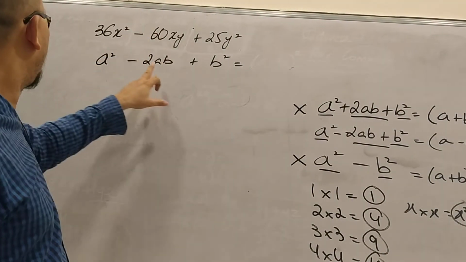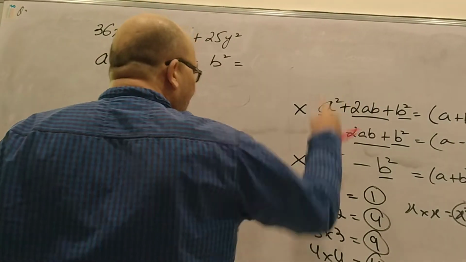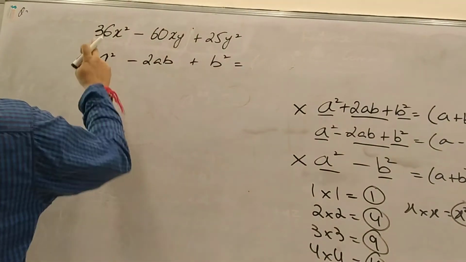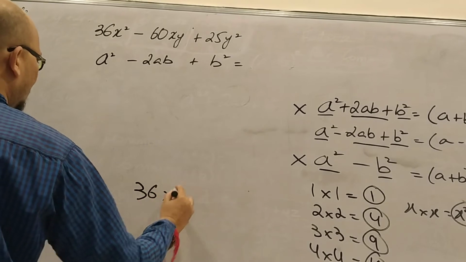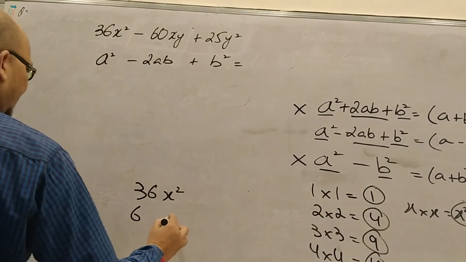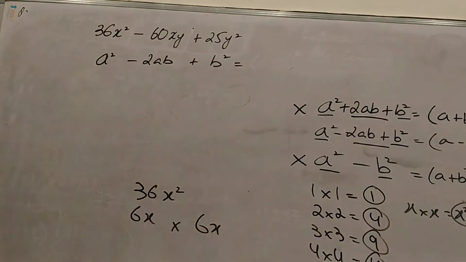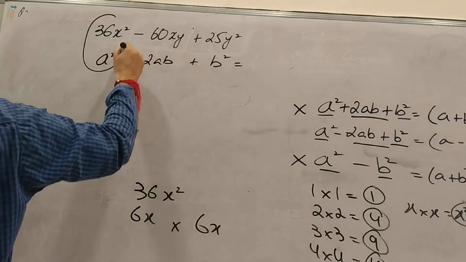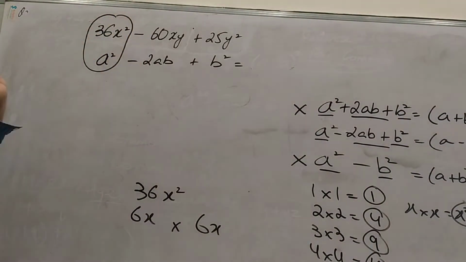So guys, a square minus 2ab plus b square, what I told you in the beginning: for all the three identities, what is important is the first term and the last term. So guys, is this a perfect square? Yes, 36x square is a perfect square because 6 into 6, x into x. Yes, it is a perfect square number. So if this first term is a perfect square number, this is considered a square. So guys, this 36x square is considered a square.